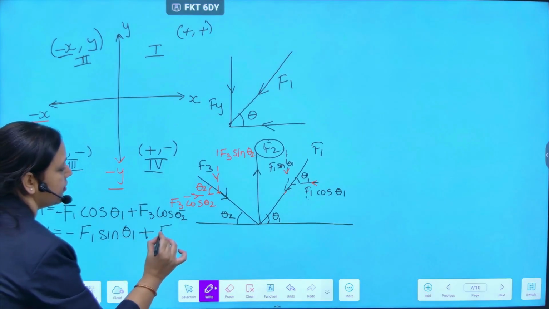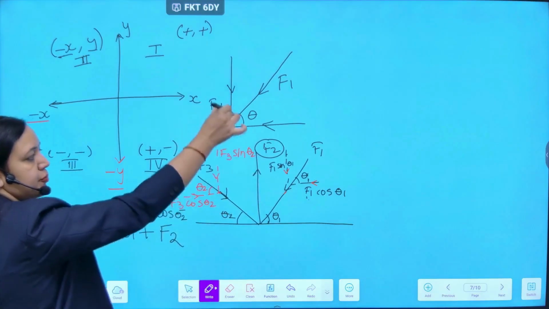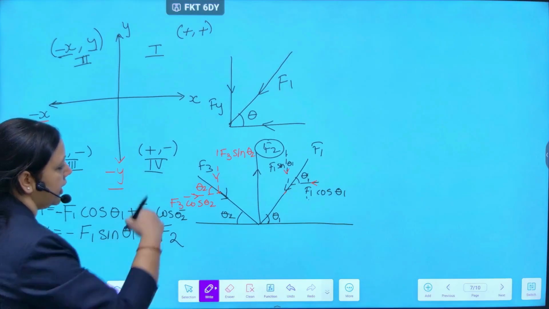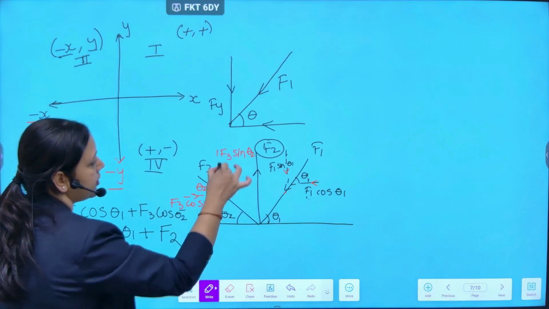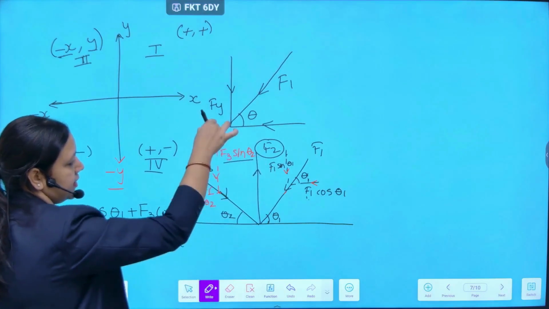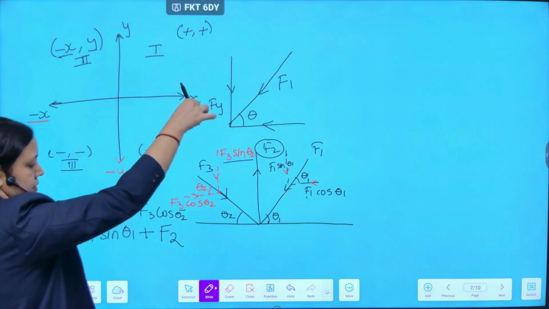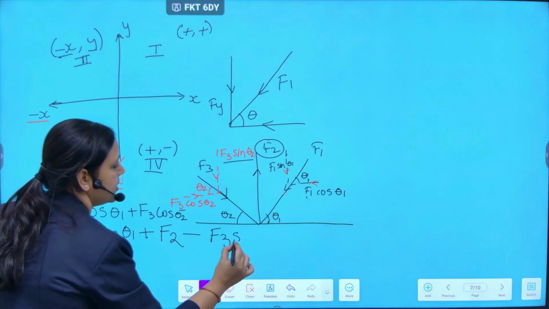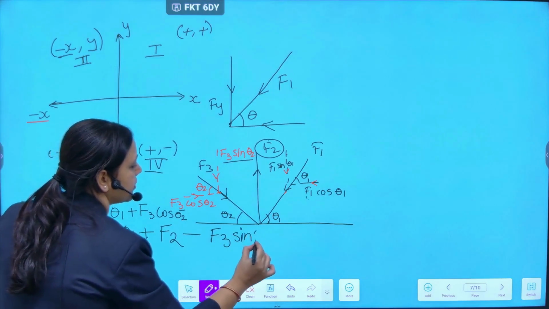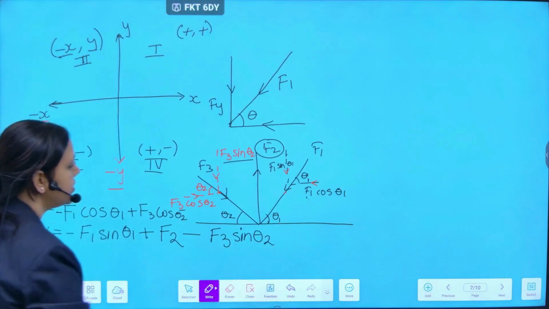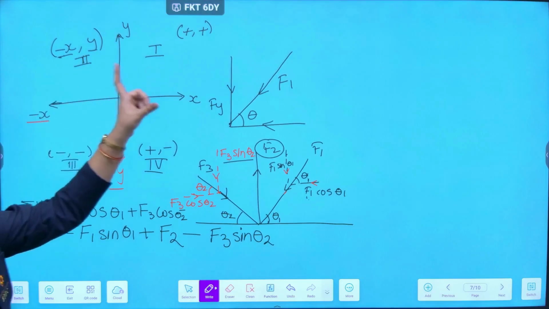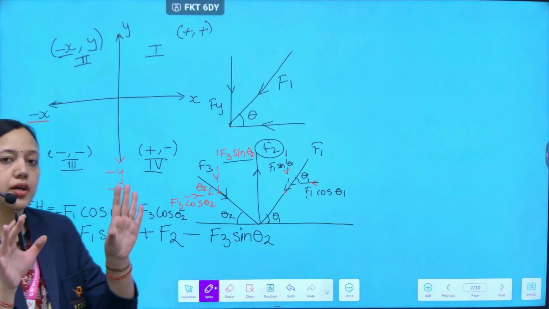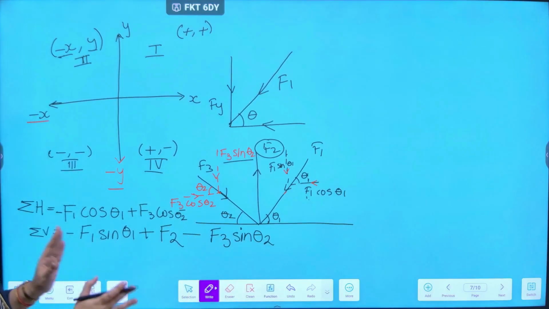F2 is another vertical force which is moving upwards. Moving upward means positive. Now the next vertical component over here, F3 sin theta 2, is moving downwards. Moving downwards is the negative direction, so a negative symbol will be assigned to it. This is how we find all these forces. So many forces acting on an object are now resolved and segregated.